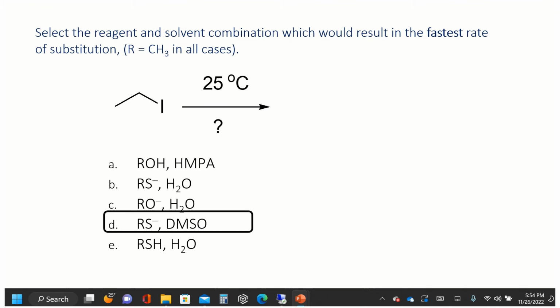Again, note that the dimethyl sulfoxide is an aprotic solvent similar to HMPA, but this is a charged nucleophile compared to a neutral nucleophile, and so this fellow here will be this.